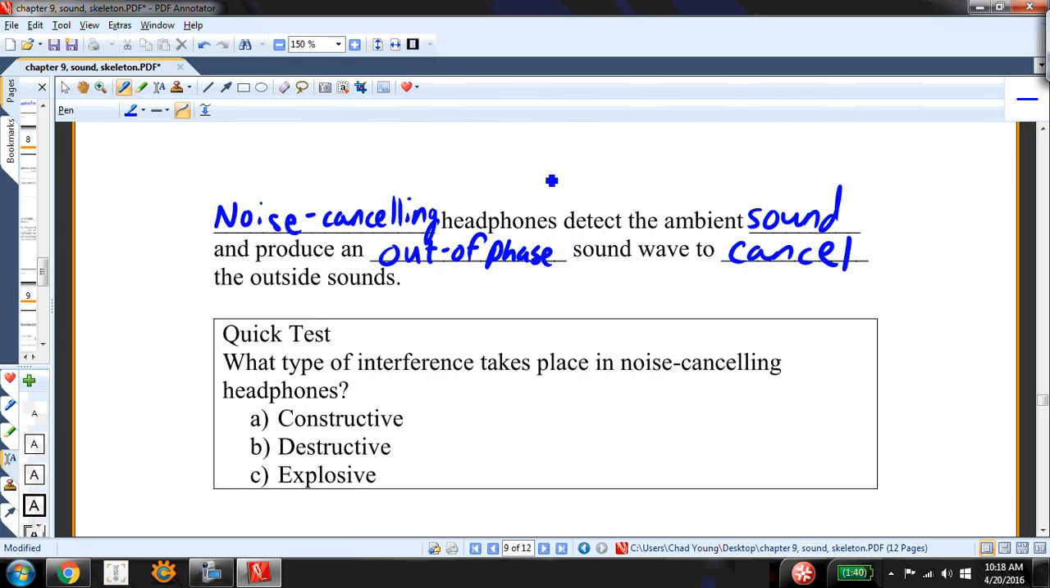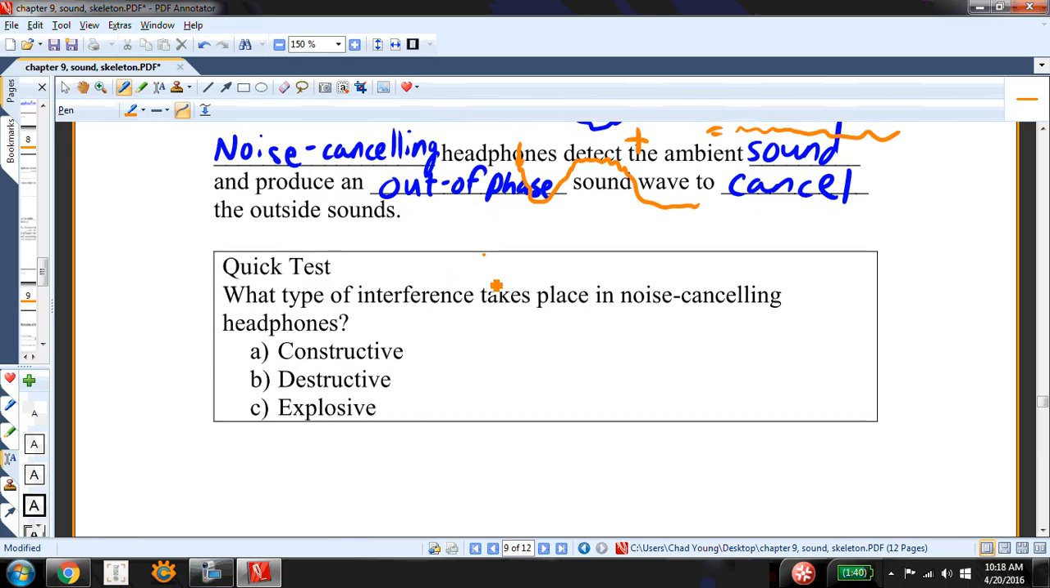And we showed this earlier that if the ambient noise looks like this, then your noise canceling headphones will produce a waveform that looks like this, so that when you add them up, you get a little bit of noise, but not nearly what you had if you didn't have these noise canceling headphones. So that is an example of noise canceling headphones. Here's a quick test. You should be able to answer this pretty quickly.